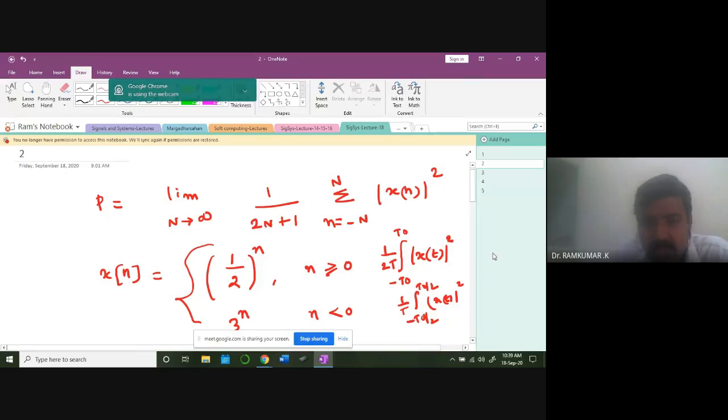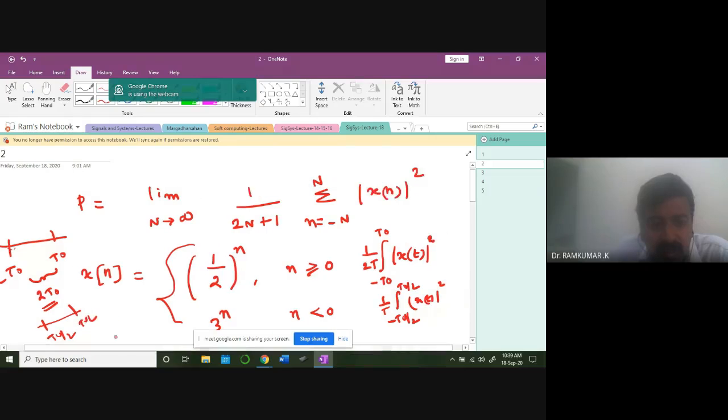Can you see clearly what I am saying? Between minus T0 to plus T0, I have 2T0, so naturally I am dividing by 2T0 in order to average out the signal. Minus T0 by 2 to plus T0 by 2, I have only T0, therefore 1 by T0 I am doing, the averaging out. Is it clear? That is for continuous time waveform power computation.